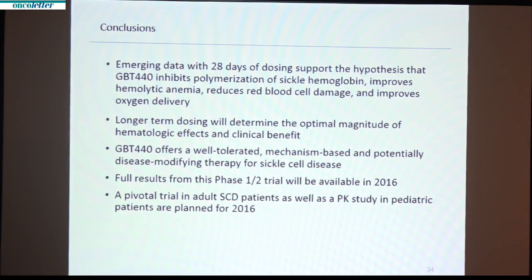So in conclusion, we have emerging data at 28 days of dosing, and this supports the hypothesis that this drug inhibits polymerization of sickle hemoglobin. It improves hemolysis, reduces red blood cell damage within the microcirculation, and improves oxygen delivery to tissues. Longer-term dosing is clearly required, and this will define the optimal hematological effects of this drug and the clinical benefits. GBT440 offers a well-tolerated, once-daily oral drug with a mechanism-based and potentially disease-modifying therapy for sickle cell disease.